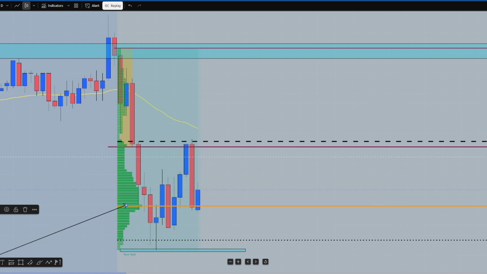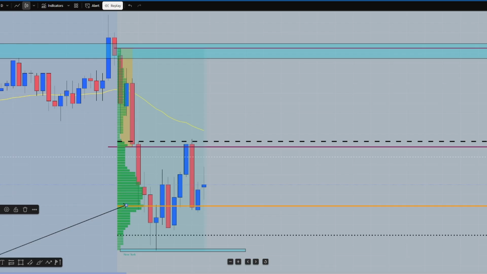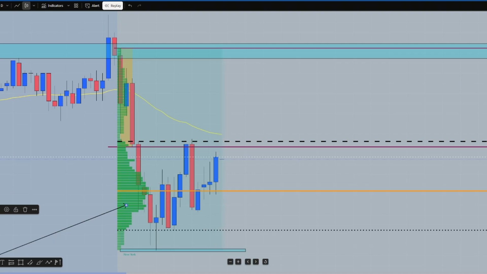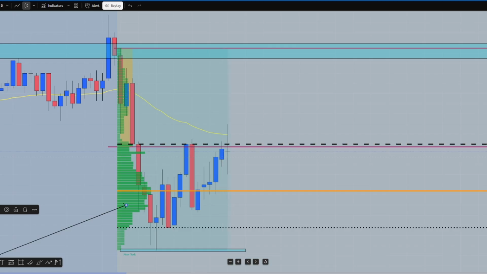Boom. Whoever entered that trade, they're in drawdown. Should have been patient. Boom. Sorry, should have been patient. Let's keep it going. Now they're crying. You got to be patient, man. You have to be patient.